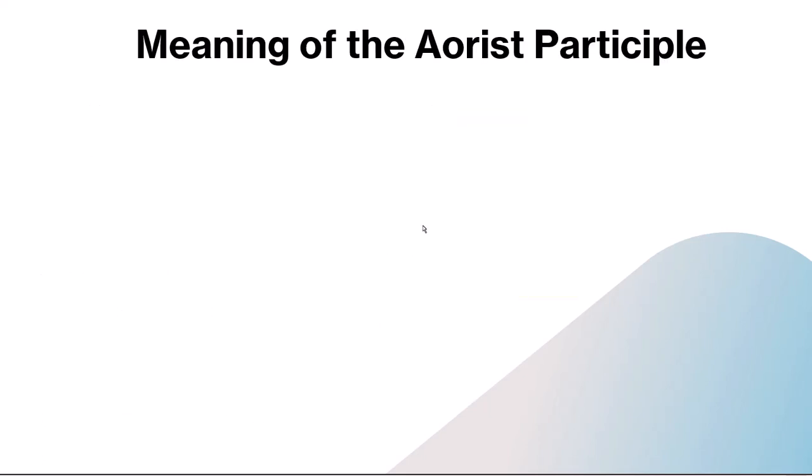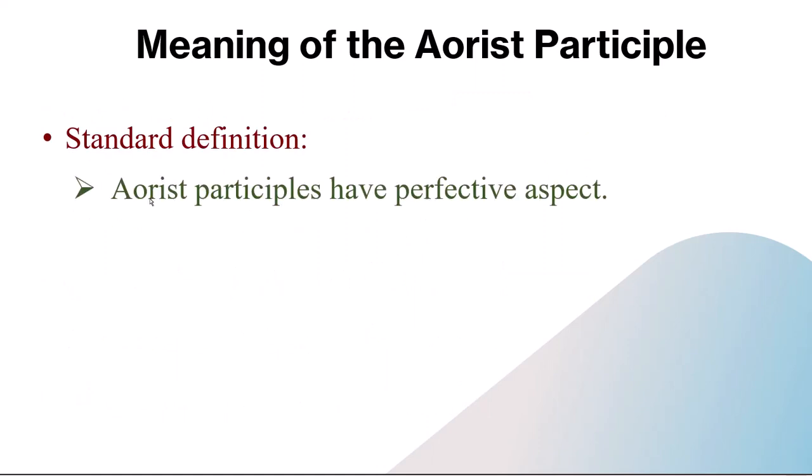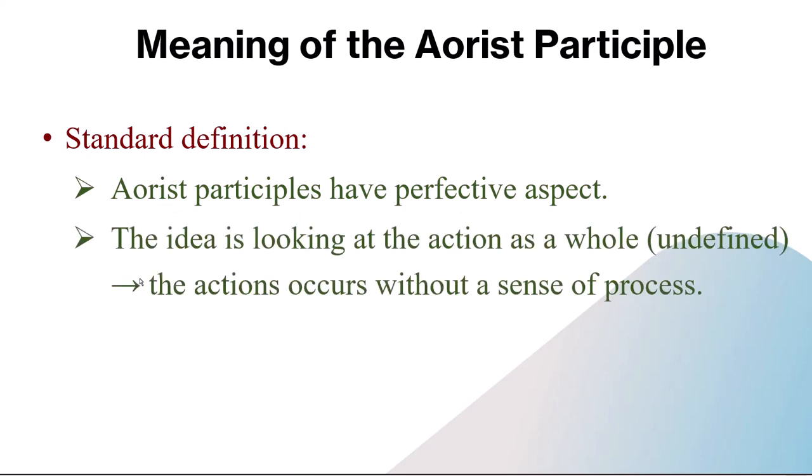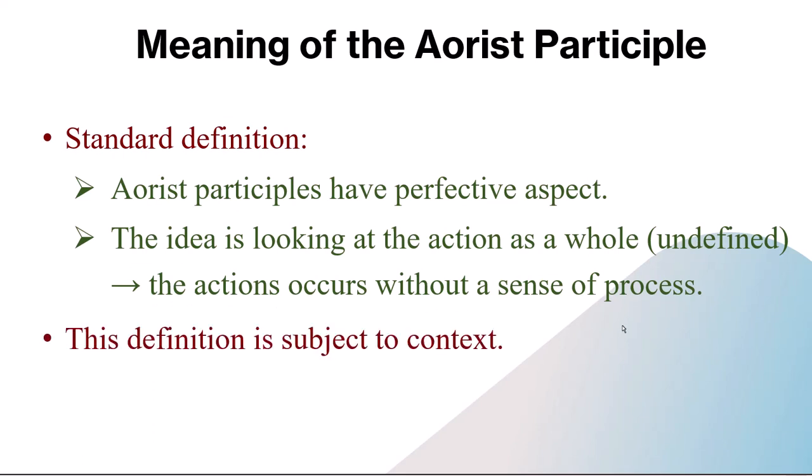So the meaning of the aorist participle in terms of aspect, the standard definition is that aorist participles have perfective aspect. This is looking at the action as a whole, perhaps undefined or perhaps from an outside perspective. So the action is occurring without a sense of process. And this definition, of course, is subject to context.